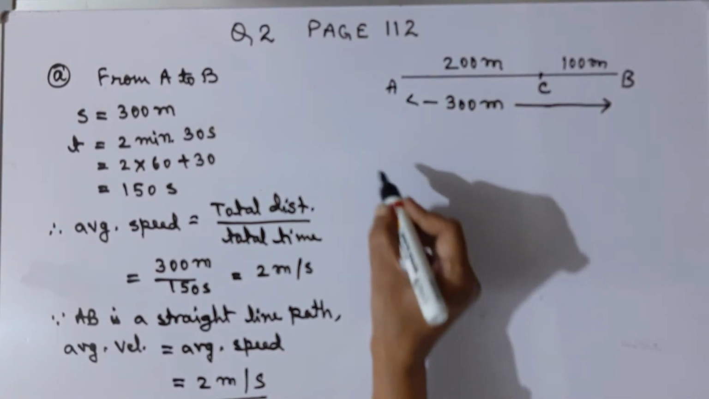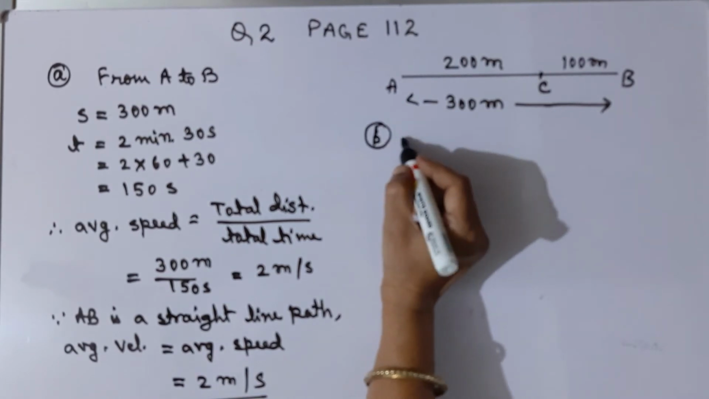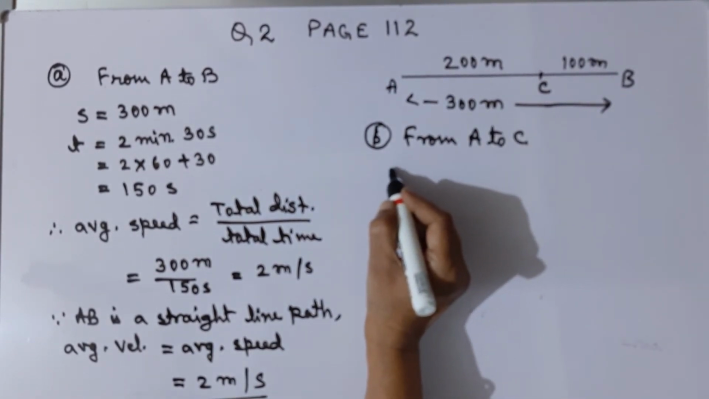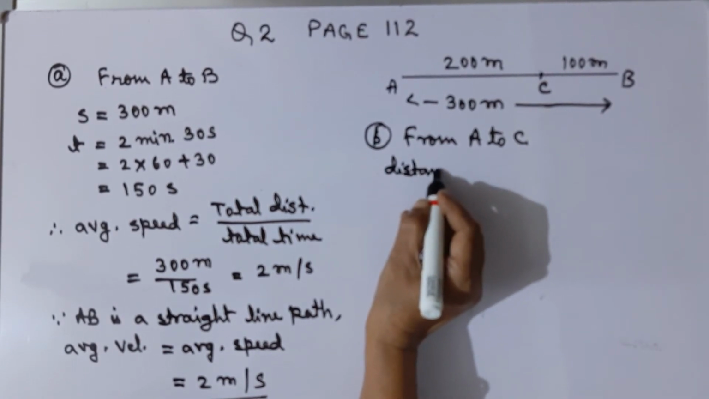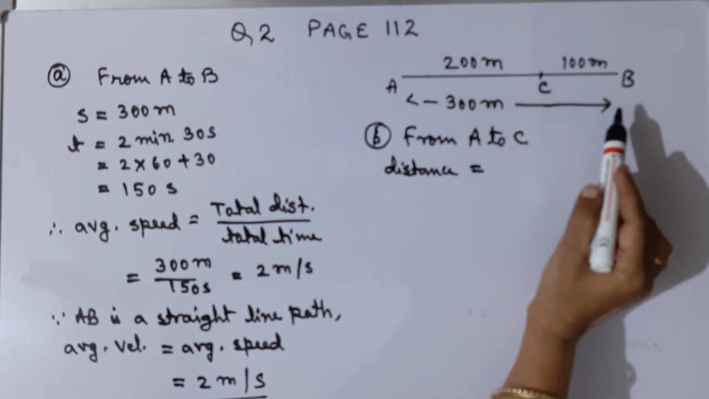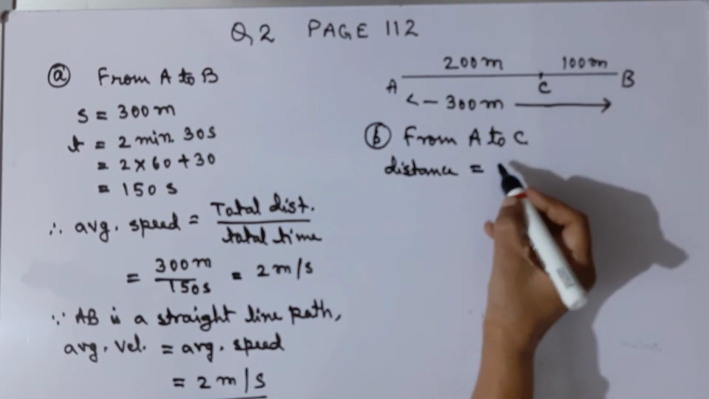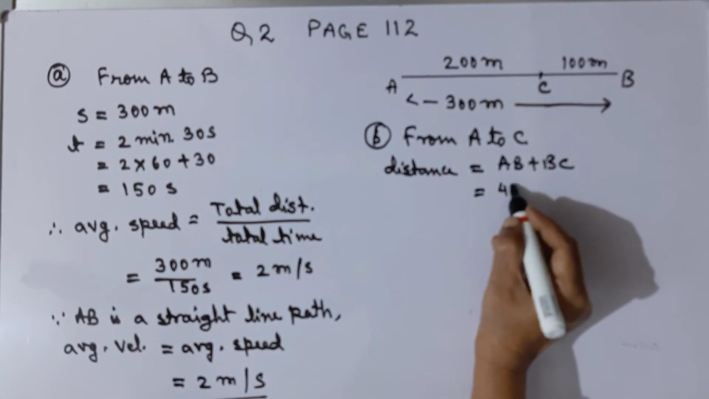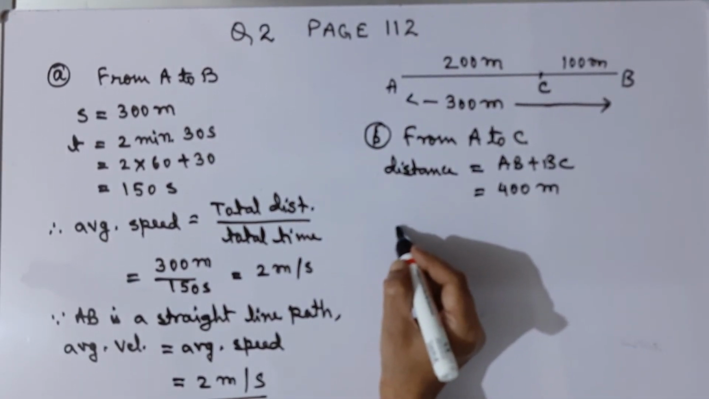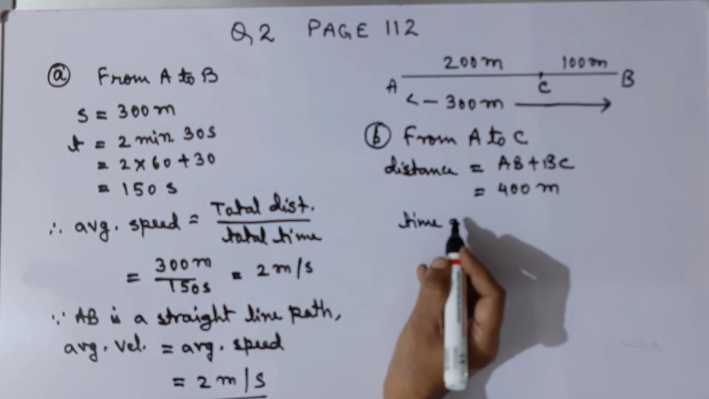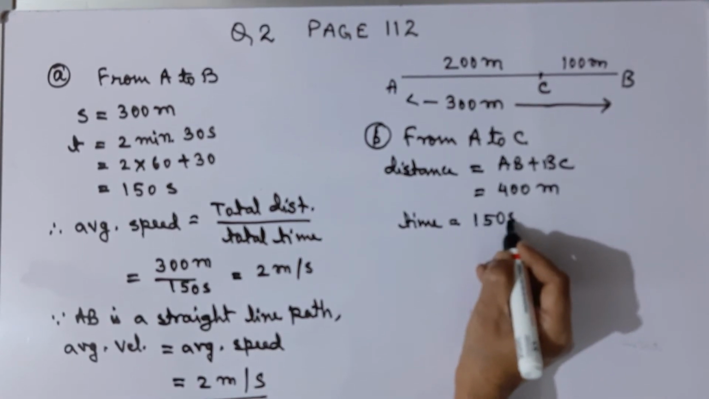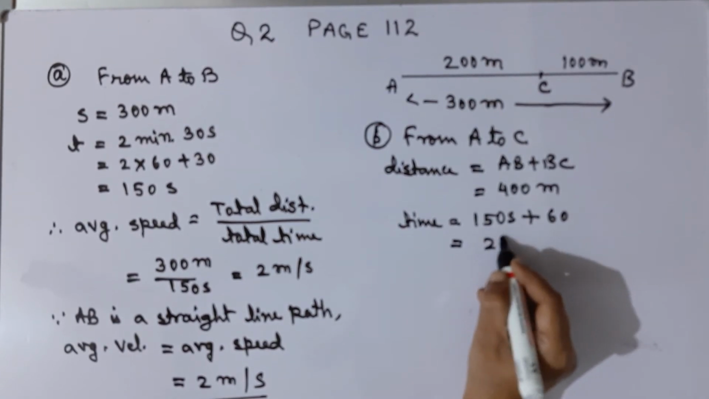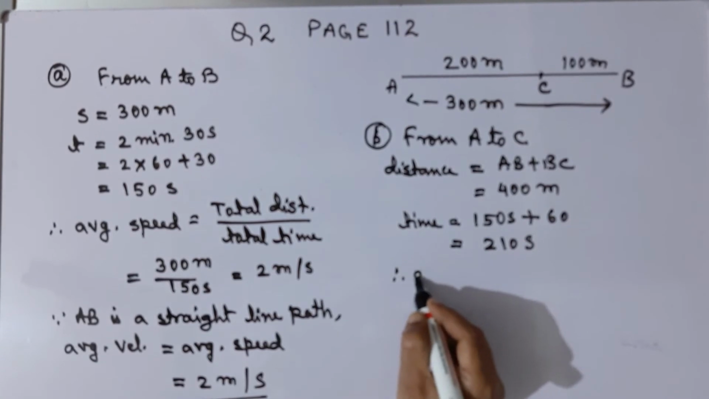As for the second part, part B, we consider the distance from A to C. Here, distance travelled is equal to total distance AB plus BC, which is equal to 300 plus 100, 400 meter, and the time taken is equal to 2 minutes 30 seconds, that is 150 seconds plus 1 minute, that is 60 seconds, is equal to 210 seconds.